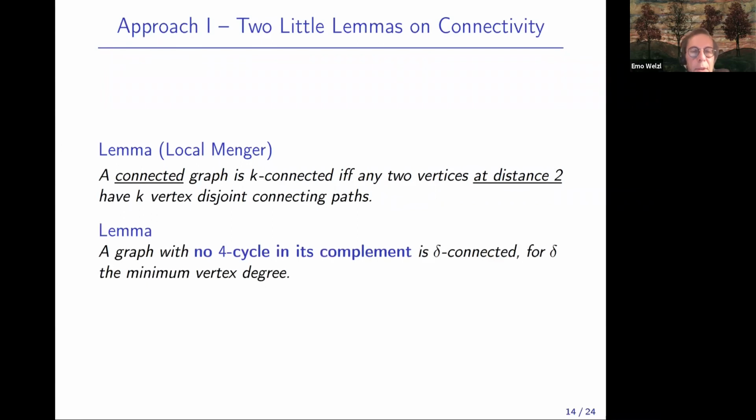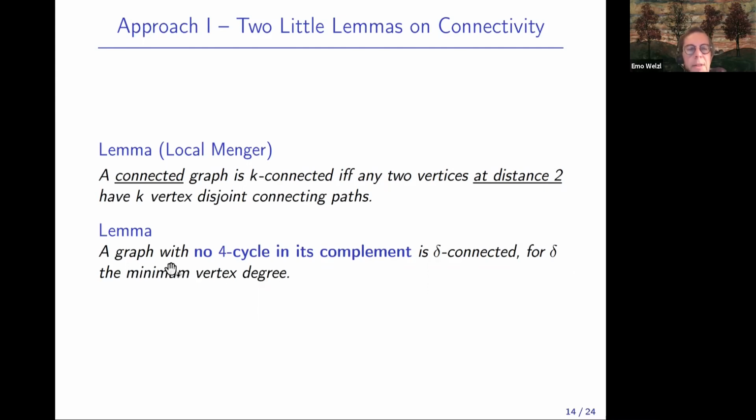There's another little lemma which turned out to capture exactly what we need. As I said before, if the minimum degree of any vertex in your graph is delta, then you cannot be more than delta-vertex connected. Because, as I said, you can just remove the neighbors of this vertex of minimum degree.